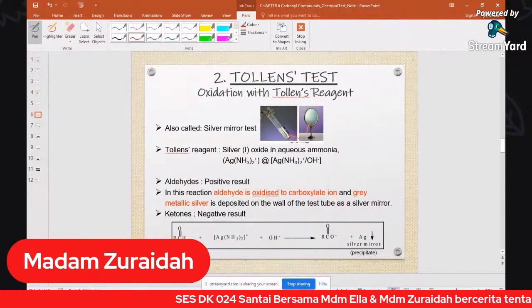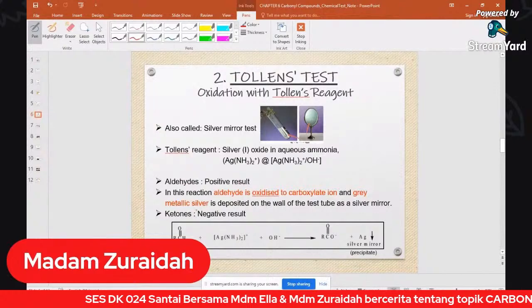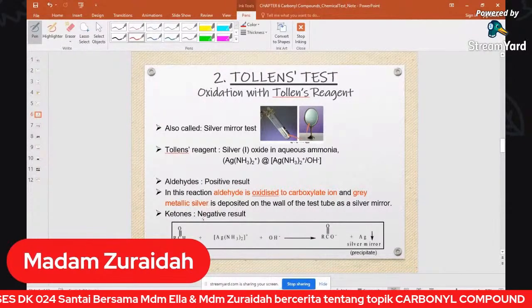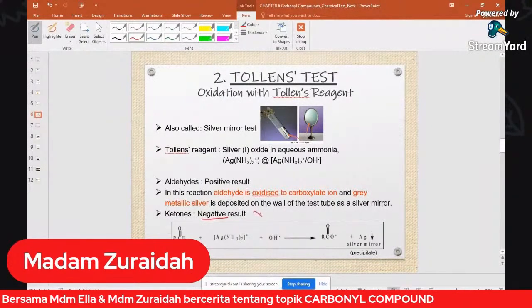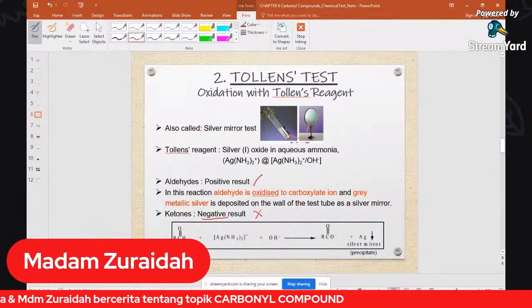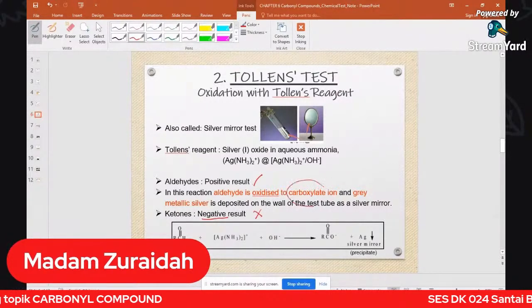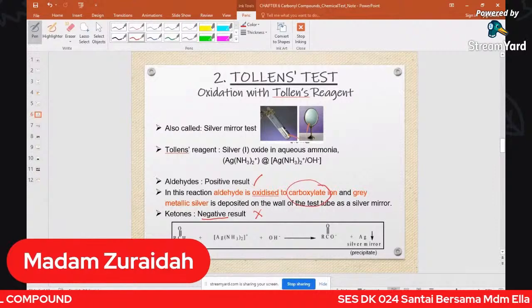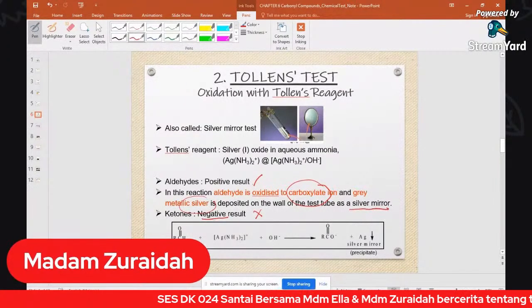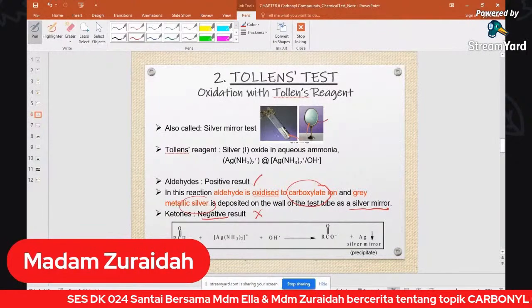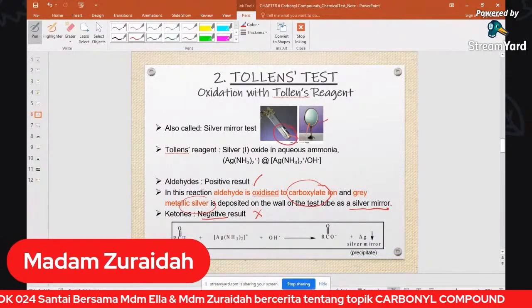Aldehyde will give you positive result. Ketone akan bagi negative result lah. In this reaction, aldehyde will oxidize to carboxylic ion, and grey metallic silver deposited on the wall of test tube as silver mirror. Ini sebab nampak macam mirror. So silver mirror ni form dekat wall of test tube.